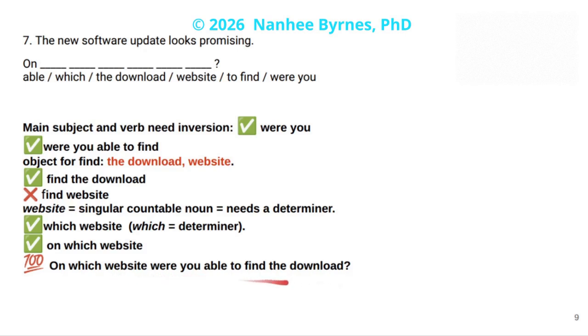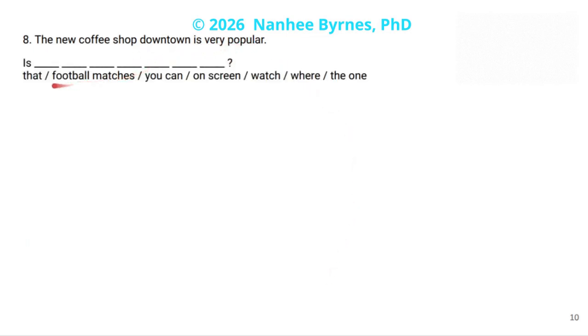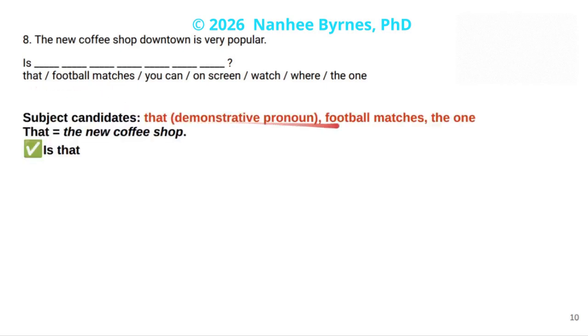Question 8. The new coffee shop downtown is very popular. That, football matches, you can, on screen, watch. Where, the one. First, identify noun candidates that can function as a subject or complement. That, football matches, the one. That works best because it refers back to the new coffee shop.